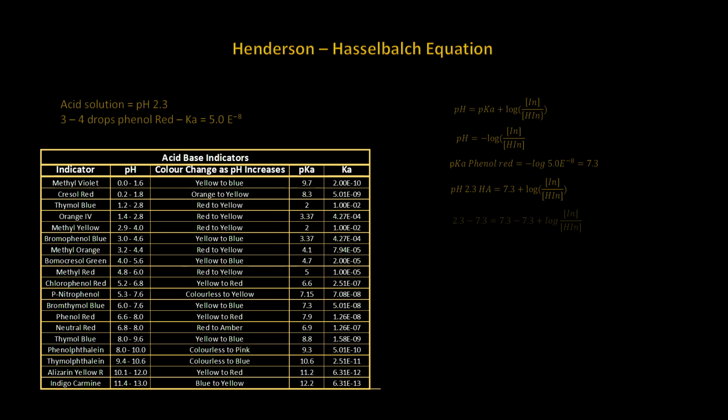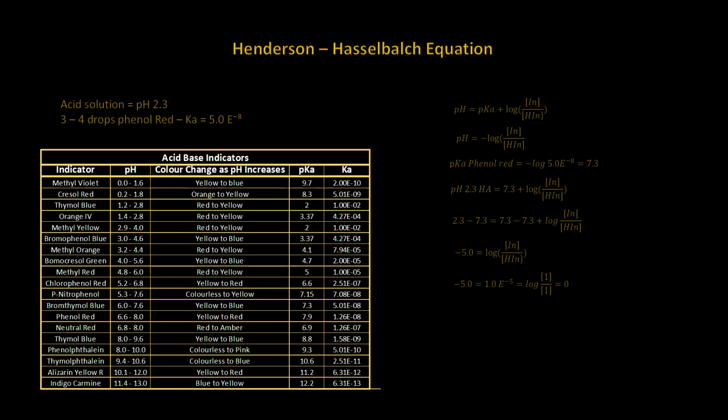Now algebraically this becomes 2.3 minus 7.3 equals 7.3 minus 7.3 plus the log of In divided by HIN. Now this reduces to minus 5.0, which equals the log of In divided by HIN. Well, minus 5.0 translates to 1.0 times 10 to the minus fifth. Therefore, minus 5.0 equals 1.0 times 10 to the minus fifth, which is equal to 1 mole of In divided by 1 mole of HIN.